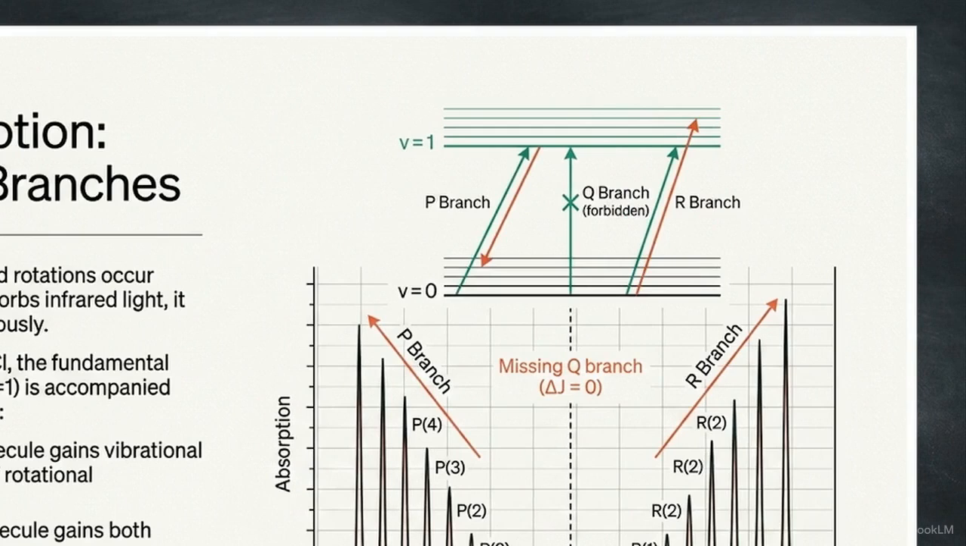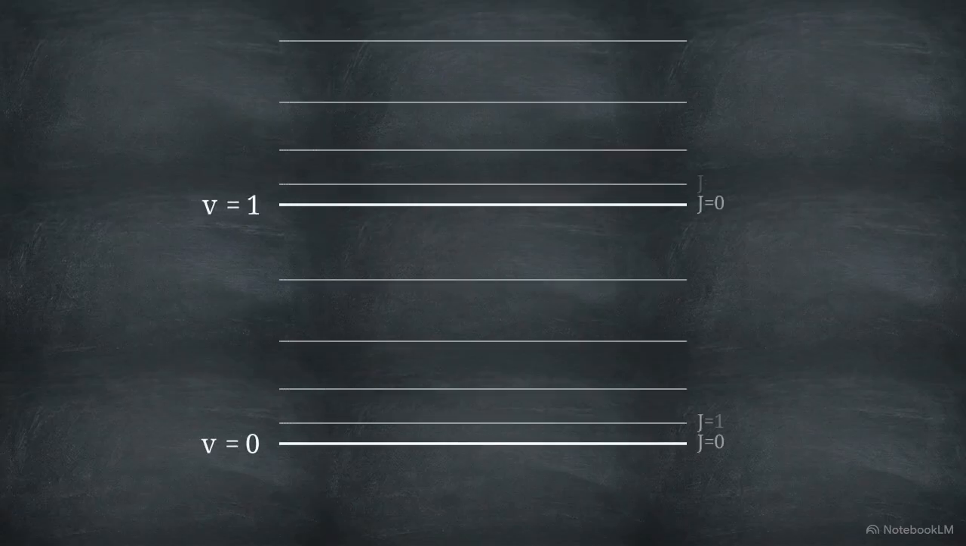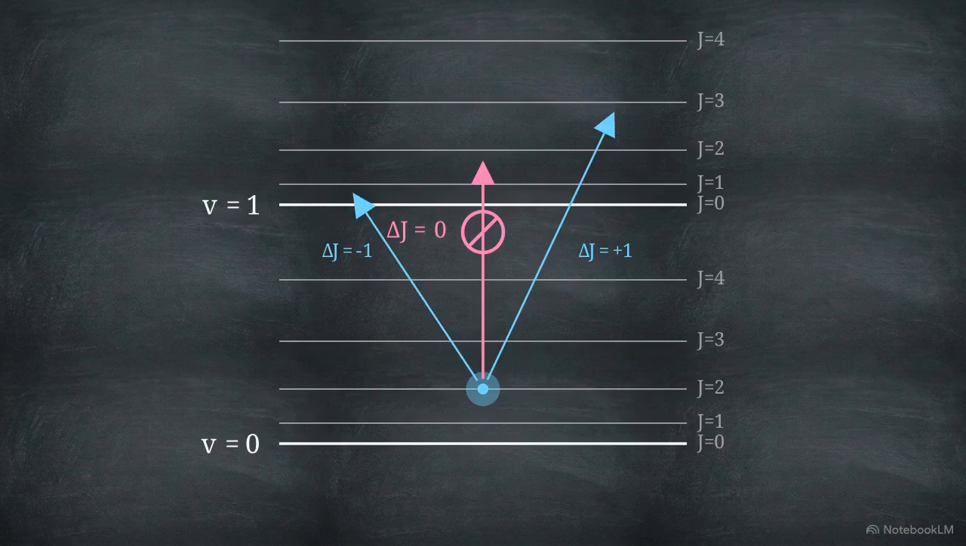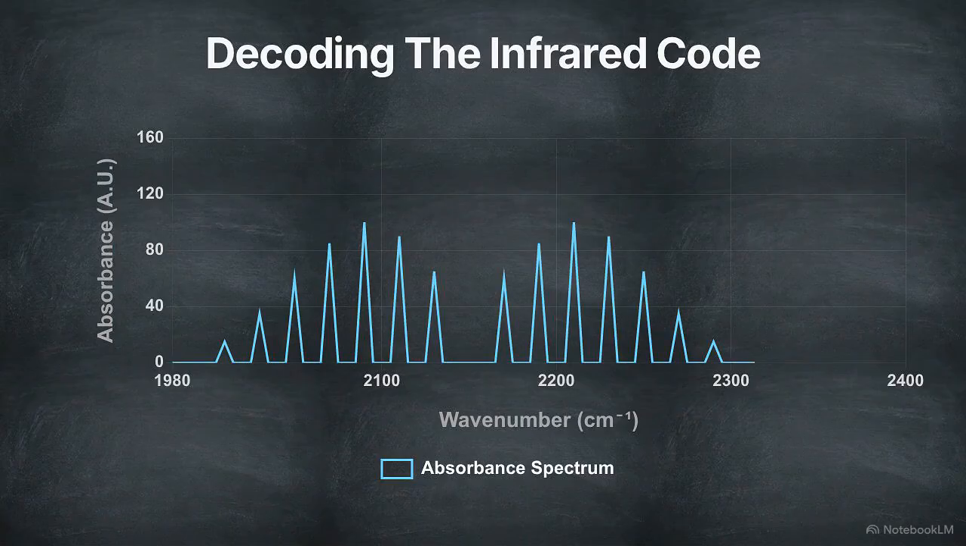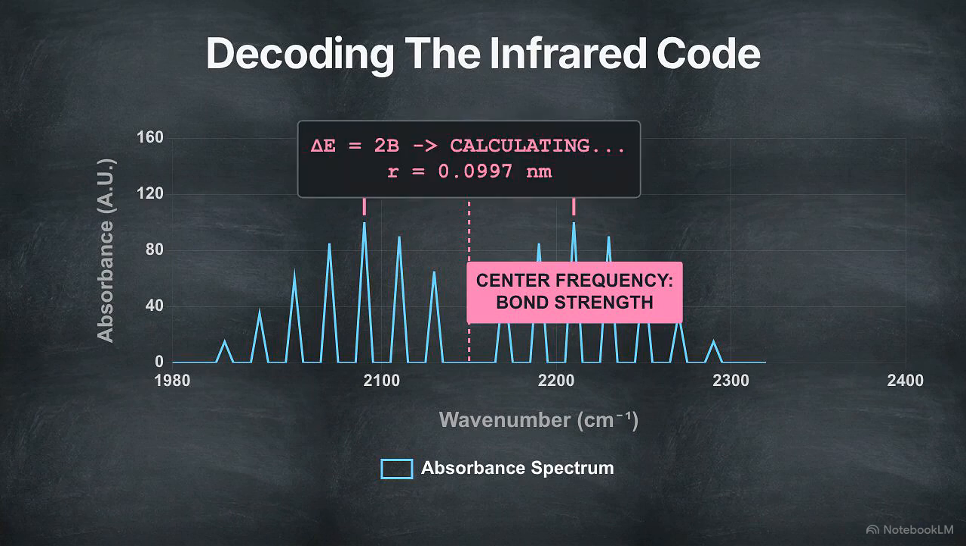Now, direct your attention to the prominent gap in the exact center of the absorption spectrum. For simple diatomic molecules, a purely vibrational transition that does not change the rotational state is strictly forbidden by quantum selection rules. This empty space, the forbidden zero-change transition, is known as the missing Q branch. A single high-resolution infrared spectrum is a composite code. The center frequency reveals the bond strength, while the precise spacing of the P and R peaks mathematically reveals the exact atomic masses and bond length.